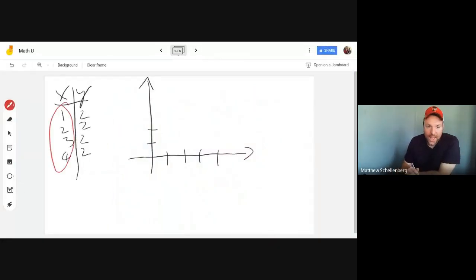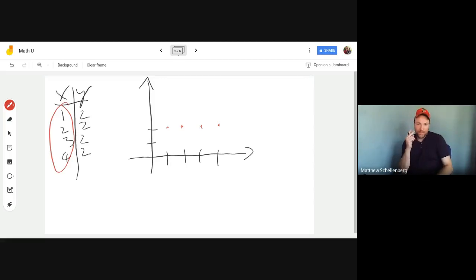Why is that okay? Well, look at it. What happens if we graph this? Here's (1, 2). Here's (2, 2). Here's (3, 2). And here's (4, 2). They're all next to each other. They're not on top of each other. Therefore, it does not fail the vertical line test, and it can be a function. So that's how you know.